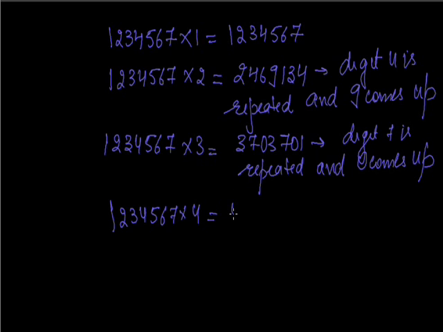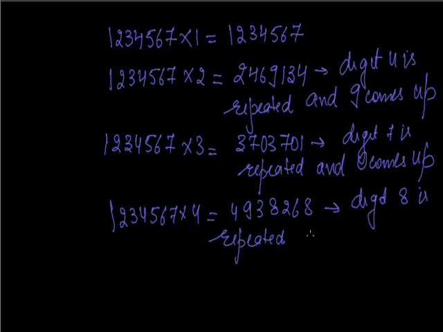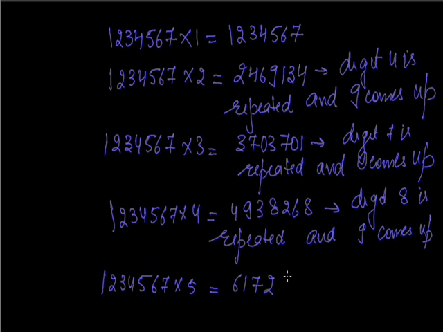The answer will be 4938268. What will we see? Digit 8 is repeated and 9 comes up. Okay, let's move to the next. 1234567 when multiplied by 5 will give 6172835. What will we see? 8 comes up. 8 was not in the digits, and here 8 comes up.